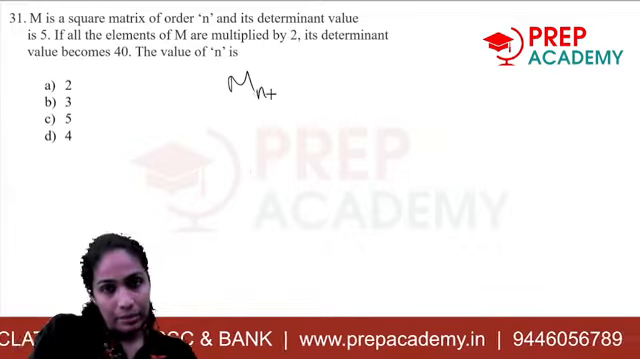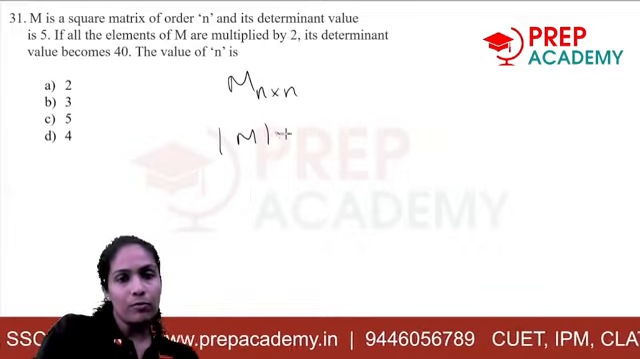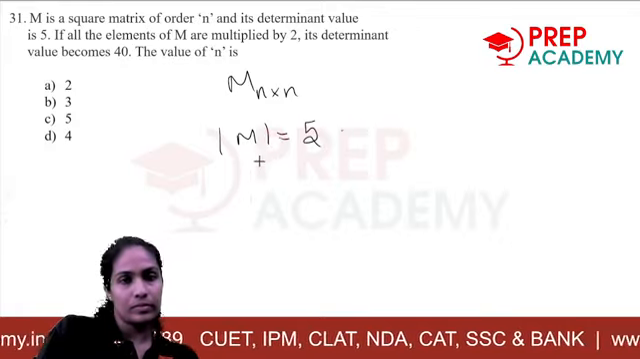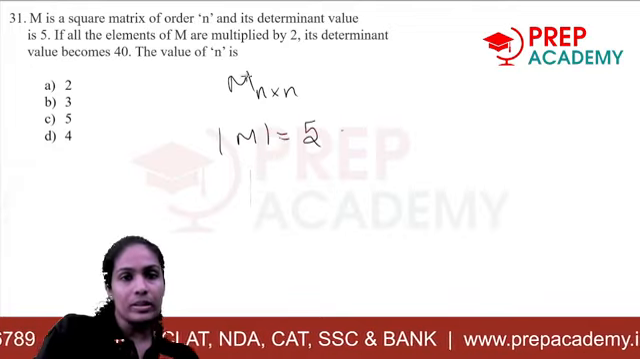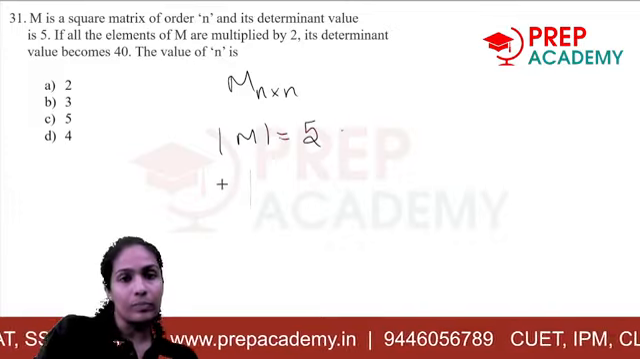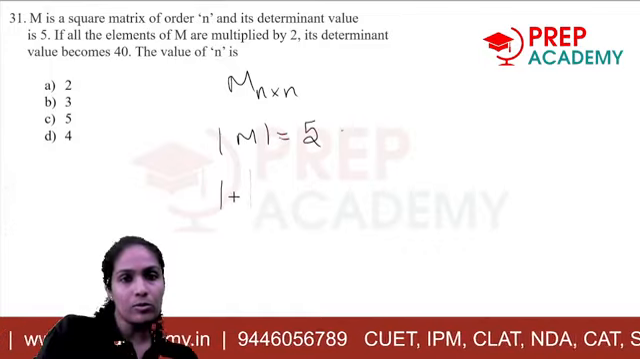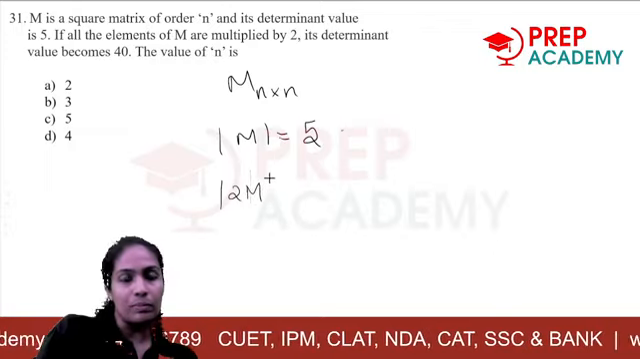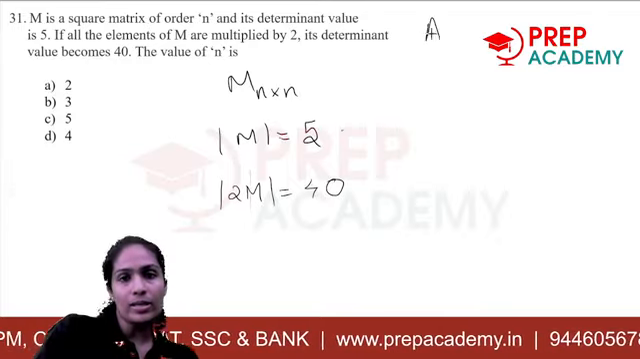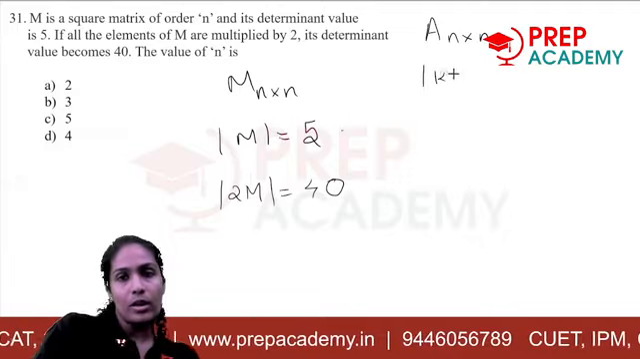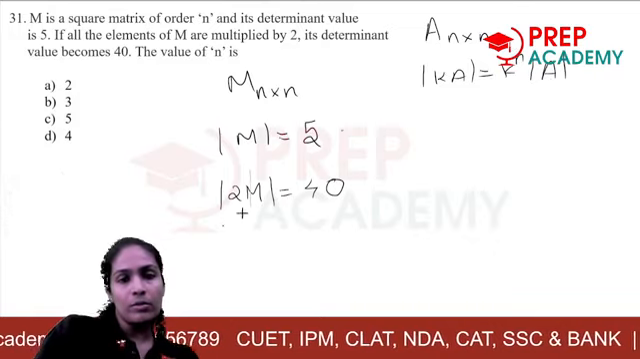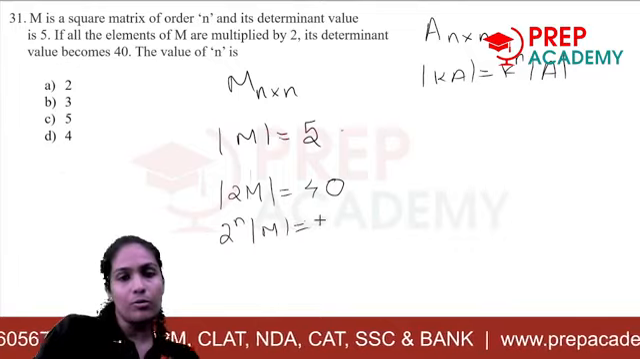M is of order n, that is n by n. The determinant of M is equal to 5. Your question is to find the value of n if the determinant of 2M is 40. Every element of M is multiplied by 2, which means the new matrix is 2M. There is a property that if A is of order n by n, then the determinant of kA is equal to k raised to n into the determinant of A. On applying that property, the determinant of 2M is equal to 2 raised to n times the determinant of M, which is equal to 40.